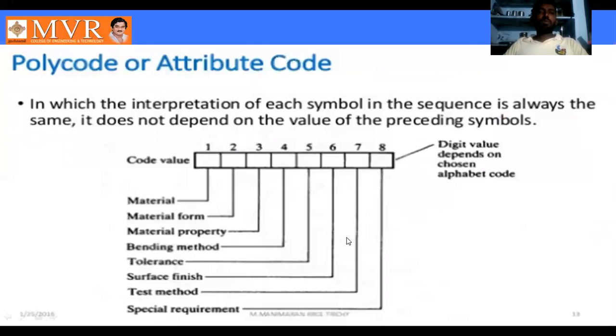Next is polycode. How do we get the product? It is step by step: 1, 2, 3, 4, with letters given, and according to these letters the part is manufactured. It does not depend on the value of the processing symbol. This is the main concept for polycode and attribute code.